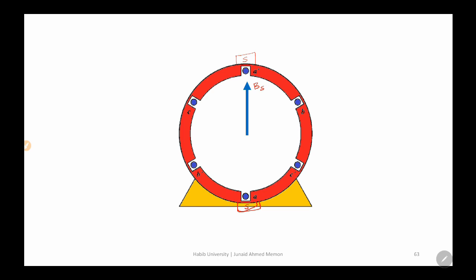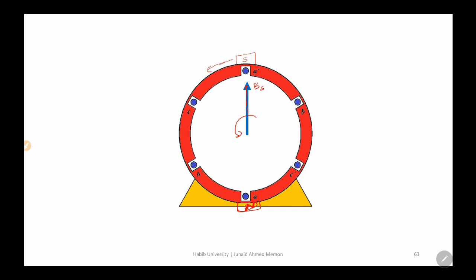Okay. So if this vector is rotating counterclockwise, it means these imaginary poles are moving counterclockwise. So you have a south pole and you have a north pole, which is rotating. And that's why you have the direction of the magnetic field pointing towards the south pole.